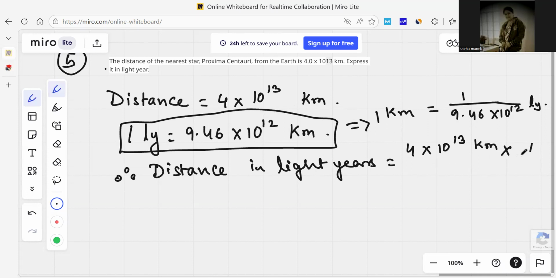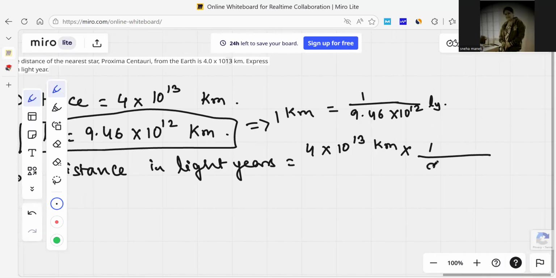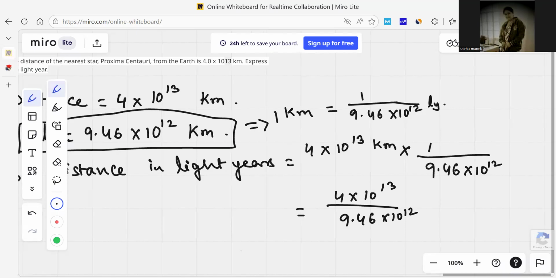into 1 by 9.46 into 10 to the power 12. So basically it stands as 4 into 10 to the power 13 by 9.46 into 10 to the power 12. So now this calculation has to be done. I know it's going to be a slightly difficult task for all of you, but the easy part of this type of numerical is that you can write the answer to the nearest decimal place.